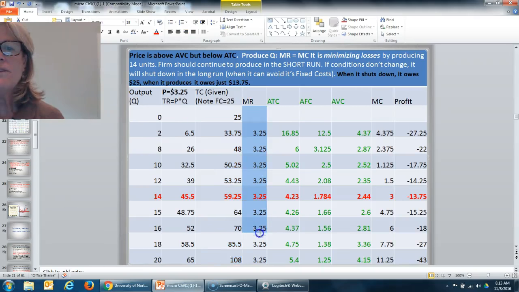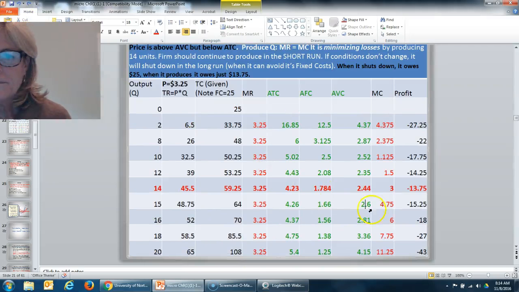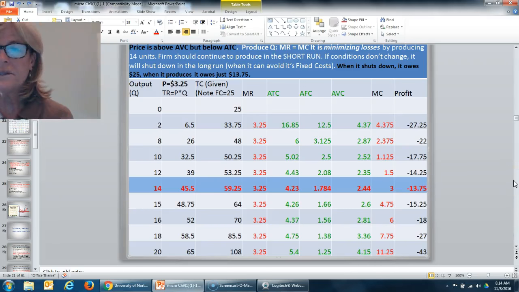Marginal revenue is greater, greater, greater. Uh-oh, it's less here. Marginal revenue is less. So we shouldn't produce 15 units. We shouldn't produce this one because I got a marginal cost of $4.75 and a marginal revenue of $3.25. Marginal cost is greater. So our maximum profit is indeed negative 13.